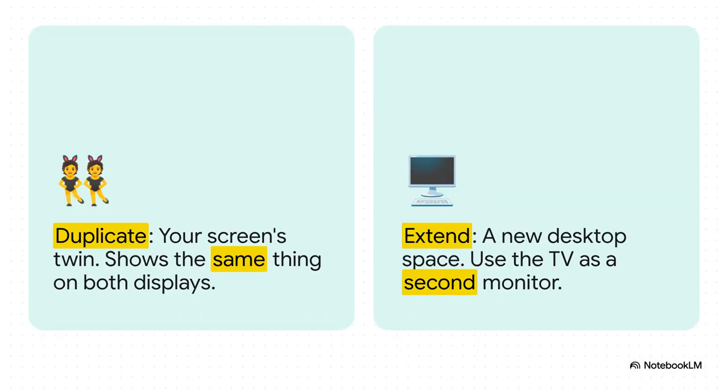That's your secret weapon. When you hit Windows P, you'll basically get two main choices. Duplicate does exactly what it says. It creates a perfect twin of your laptop screen on the TV. This is what you want for most presentations. Extend, on the other hand, is really cool. It gives you a totally fresh, empty desktop on the TV. It's like adding a second monitor to your setup. Just pick the one that fits what you're trying to do.